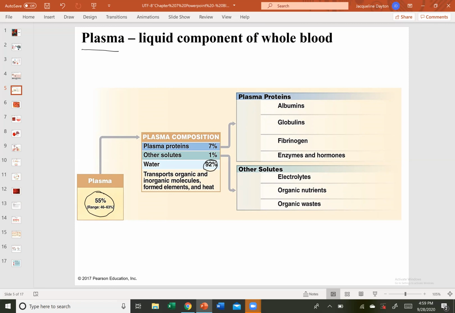So what makes up the other 8 to 10% of this liquid component? Well, you have these plasma proteins that are dissolved in the water, and these plasma proteins have a very specific job, okay? So let's review some of our plasma proteins here. The first one we're going to talk about is albumin. Albumin's job is to help maintain blood volume.